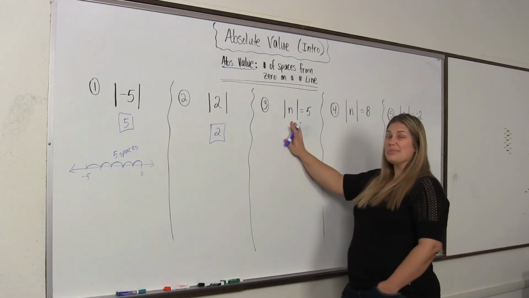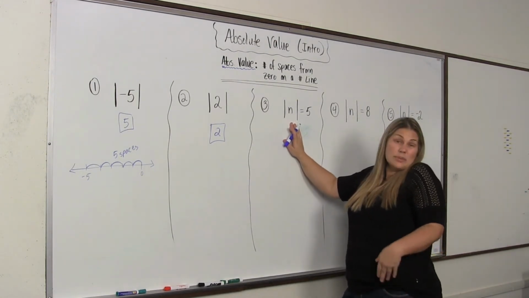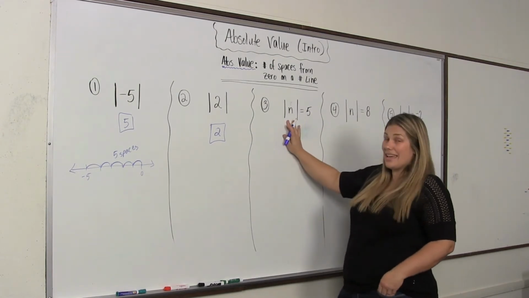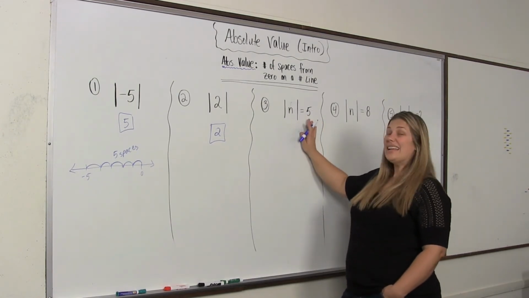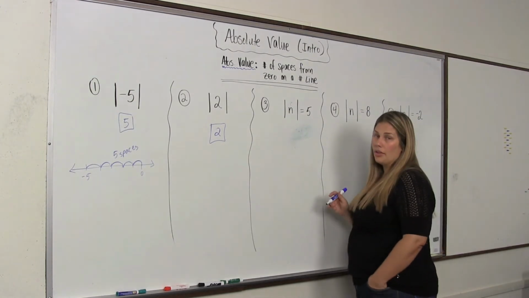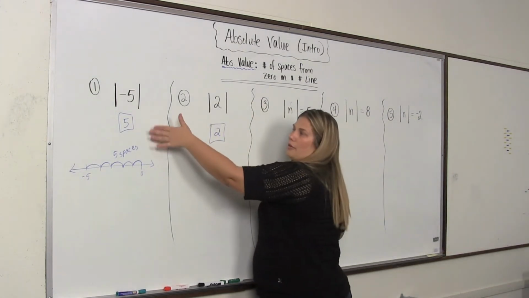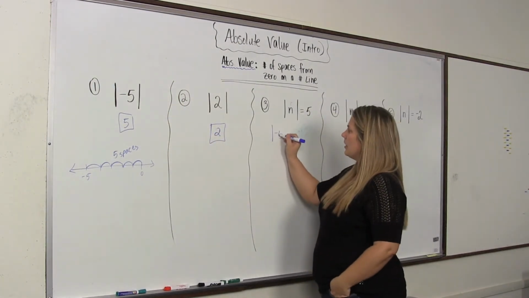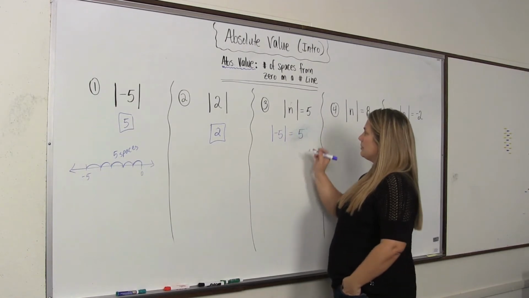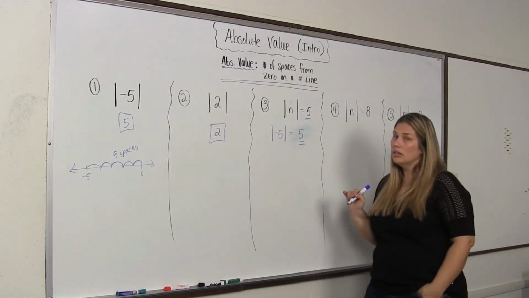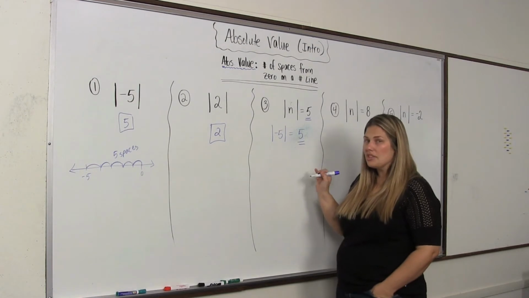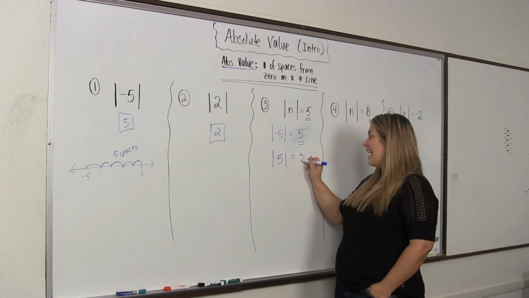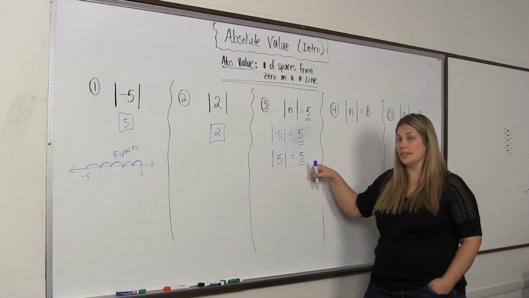Now they say the absolute value of n, which remember we just put a variable when we don't know a number. So I need to find out what can I take the absolute value of and get 5 for an answer. Well, if we look back over here, remember the absolute value of -5 got us 5. So I could say the absolute value of -5 gets me 5, which is what I wanted. But there's actually more than just that answer. I could also take the absolute value of 5, and I still get 5 for an answer.